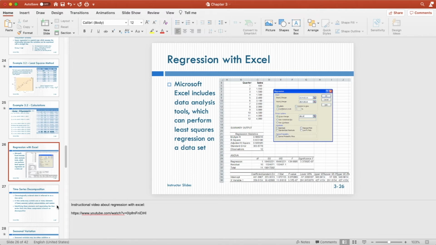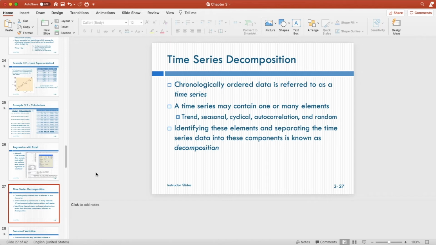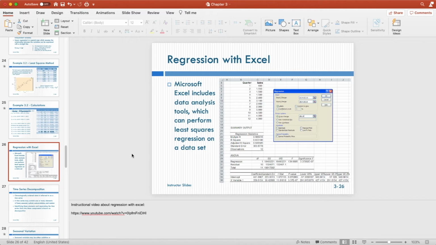Now it's time series decomposition. Oh, sorry, let me get back to the regression with Excel. We won't actually test the regression with Excel in your exams. Maybe we may have some questions related to the regression with Excel in the homework, but it won't be covered in the exam, because during the exam, you won't have access to Excel to implement it. Just letting you know.